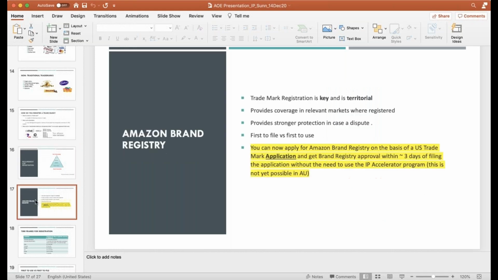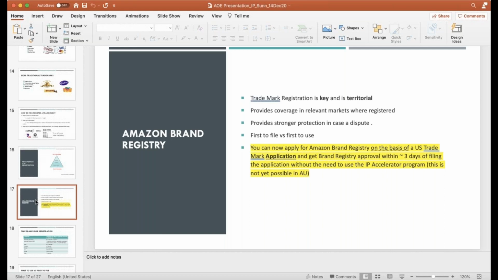For Amazon brand registry, you have to have a trademark. So it's key, and it's territorial. What I mean by territorial is that you need to get that trademark in each of the various jurisdictions or marketplaces that you want to sell in. Now you can, say, get a trademark in Australia and apply for US brand registry after you've applied for Australian brand registry. And the last time I did that, it was still possible.